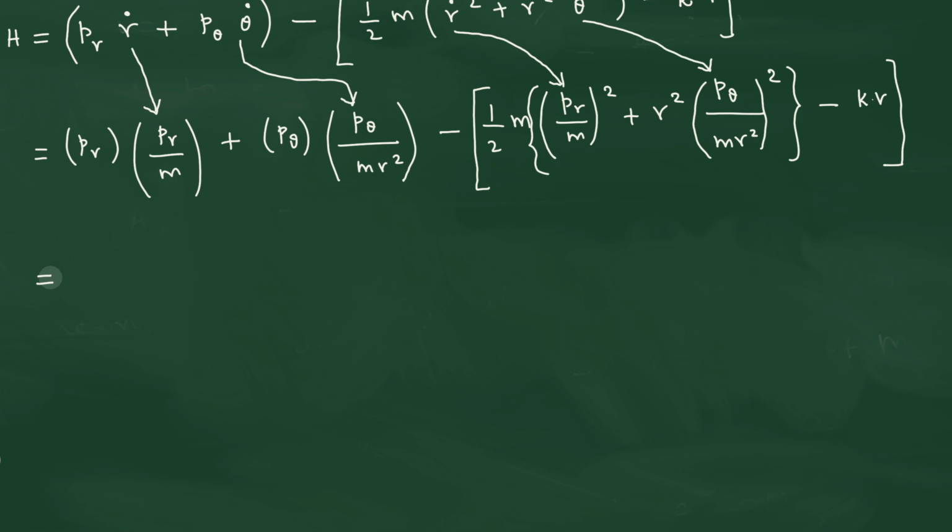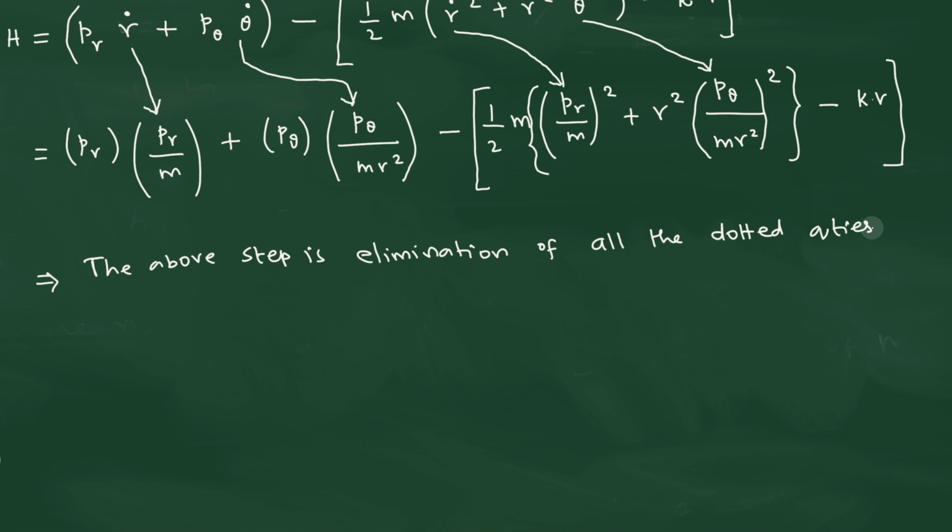That's very important. So if you want, I'll write down. The above step is elimination of, that means removal of. Elimination means removal of all the dotted quantities. This is known as inverting.